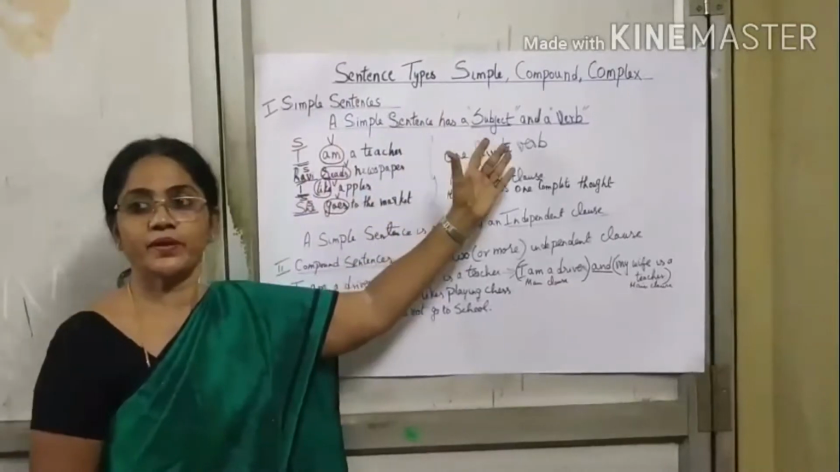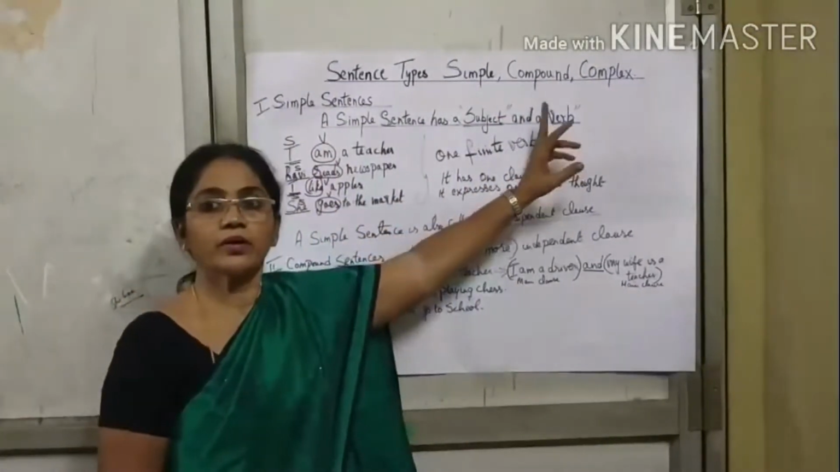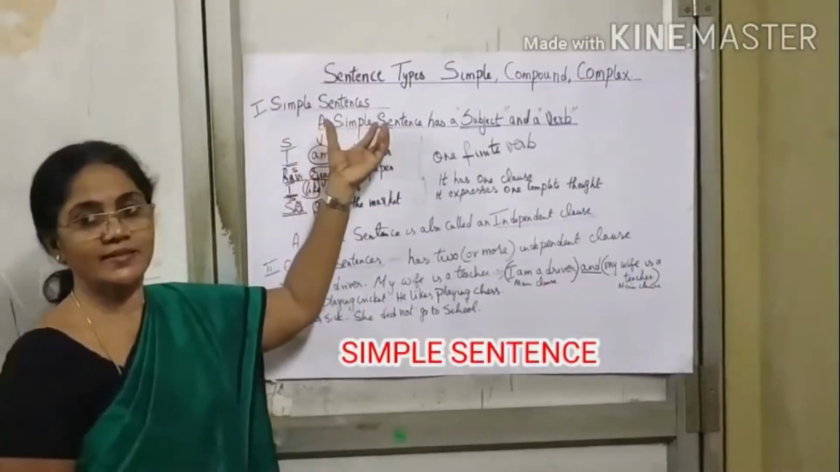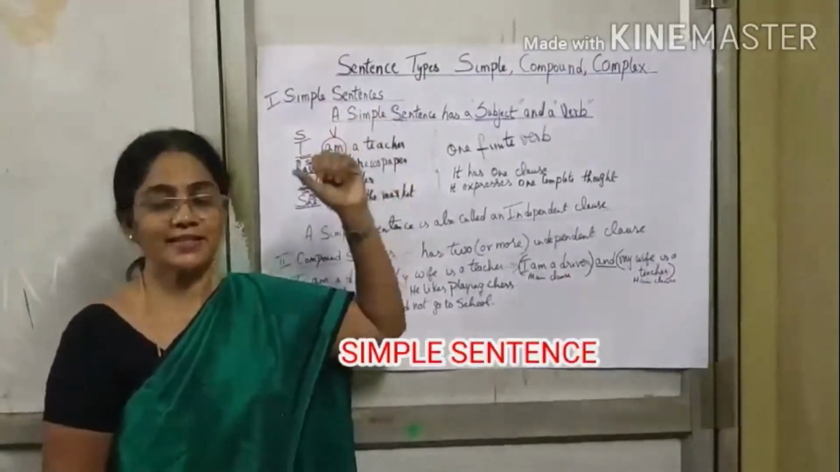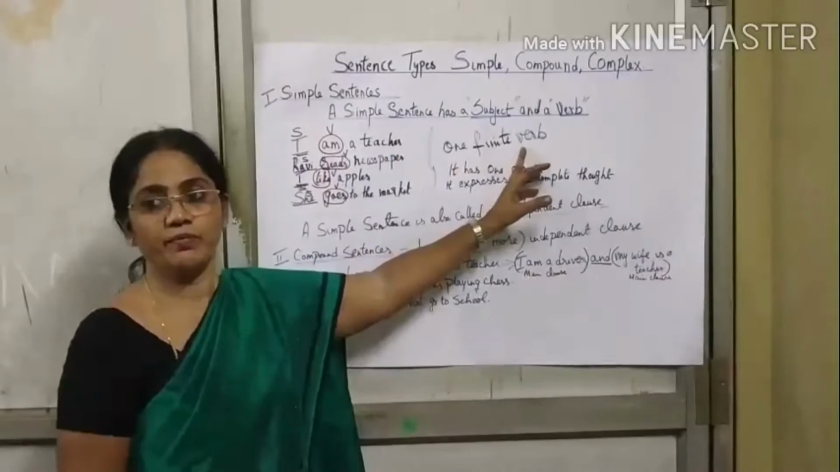Sentence types. There are three different types: simple, compound, complex. Now let us study about the simple sentence. What is a simple sentence? A simple sentence has a subject and a verb.